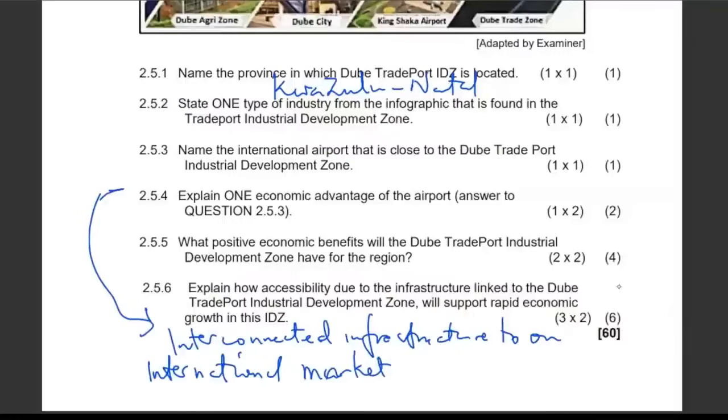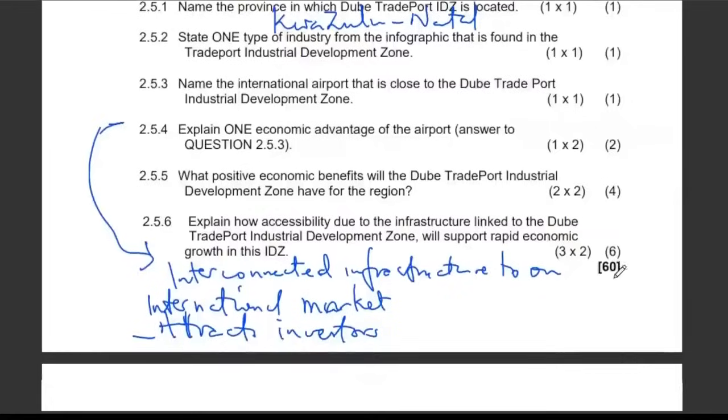And ultimately, those industries can compete on the international market because they can easily access the airport and sell their products on an international scale. And also, we can also say it attracts investors because of its accessibility, because of the airport. Investors can easily access the industrial development zone and can show their interest in investment. And they can also enhance investment in industries in the industrial development zone.